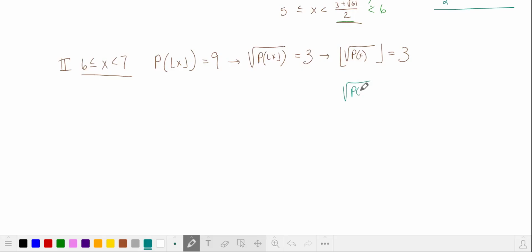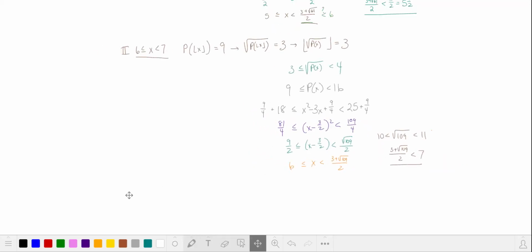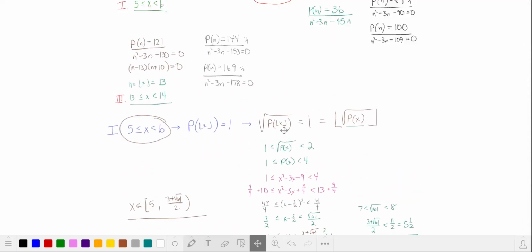Inside the floor function, this is between 3 and 4, and we'll square all 3 sides. So p of x is between 9 and 16. Again, we'll replace this with the variables and complete the square, and then we'll take the square root. Double checking, root 109 is between 10 and 11. Adding 3 and dividing by 2, we see that this is in our interval. So for our second case, to satisfy both of these, x is going to be between 6 and 3 plus root 109 over 2. Let's return to case 3.